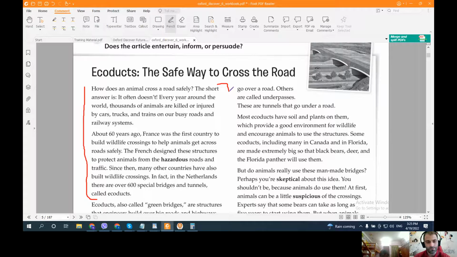The French designed these structures to protect animals from the hazardous roads and traffic. Since then, many other countries have also built wildlife crossings. In fact, in the Netherlands, there are over 600 special bridges and tunnels called aqueducts.